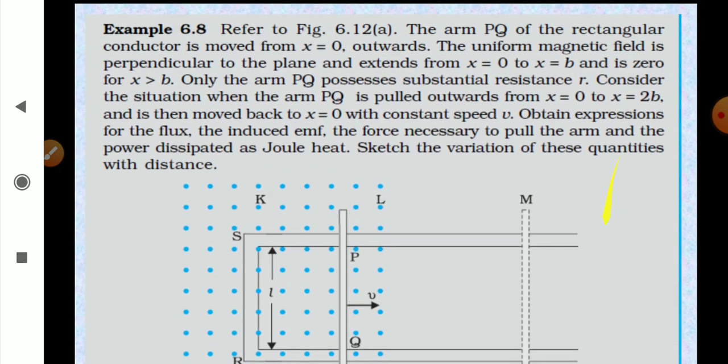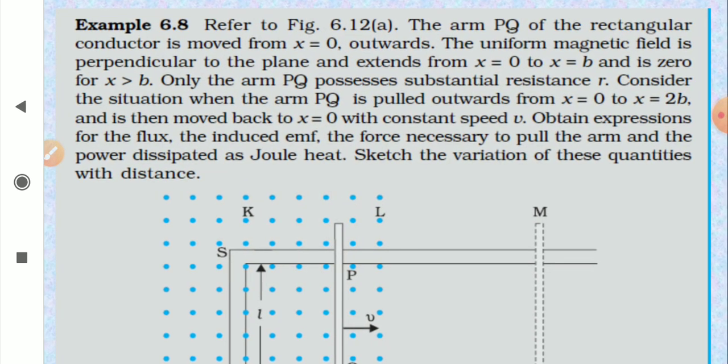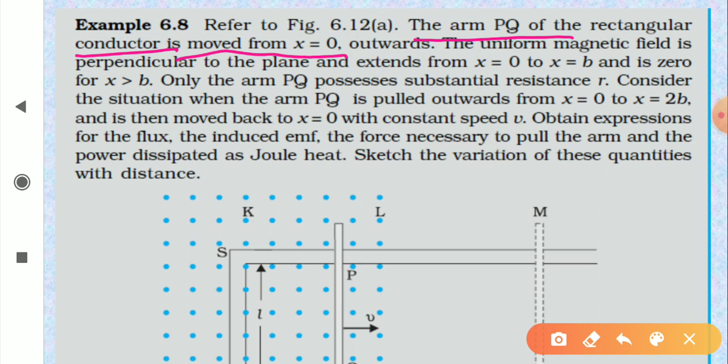So this again is your NCERT problem and also a board problem. So here, let us try to understand the question. In this figure, the arm PQ of the rectangular conductor is moved from x equal to 0 outwards. Now the uniform magnetic field is perpendicular to the plane and extends from x equal to 0 to x equal to b and is 0 for x greater than b.